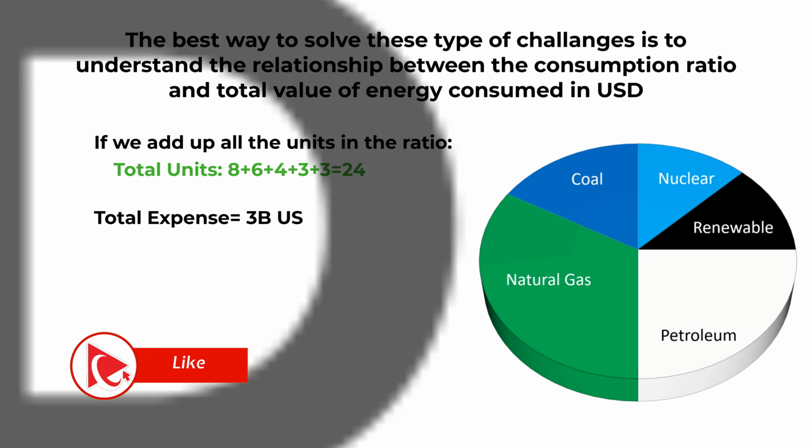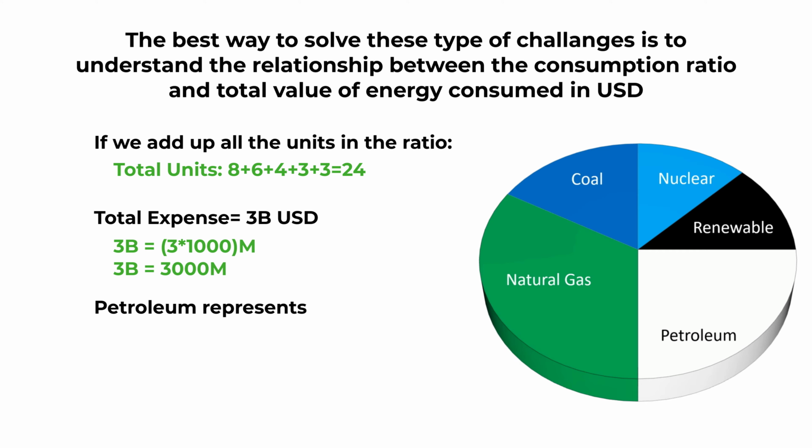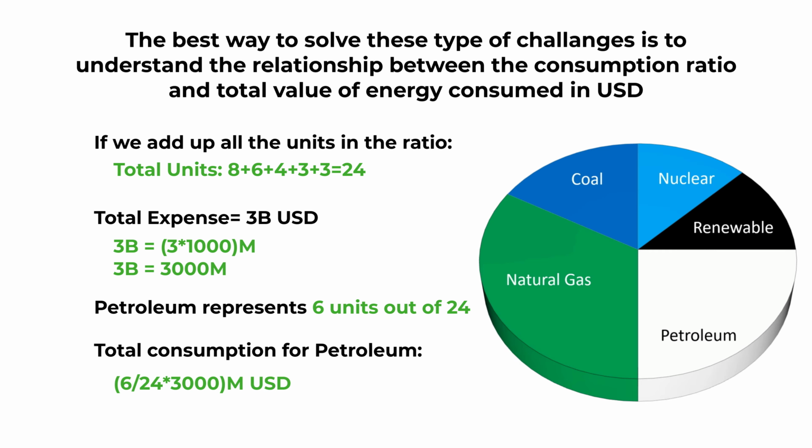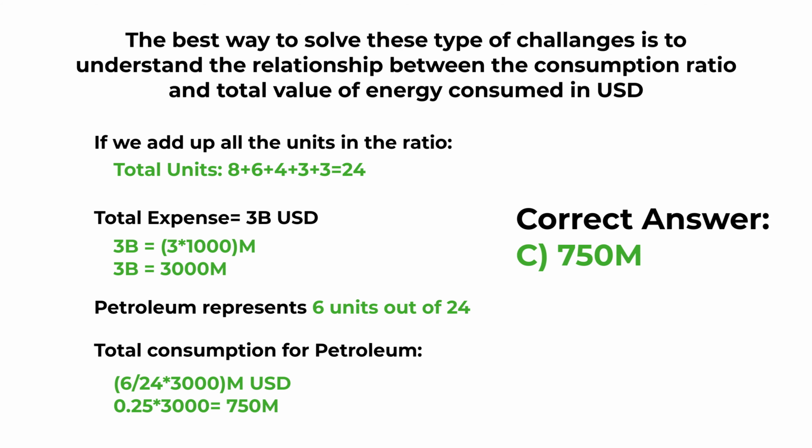Our total consumption expense is $3 billion, but answers are presented in million dollars. So we need to convert $3 billion into million dollars, which would be an equivalent of $3,000 million. Petroleum represents 6 units out of 24. So the total consumption of petroleum can be calculated as 6 divided by 24 multiplied by 3,000, and we will get our answer as 0.25 multiplied by 3,000, which will equal $750 million. So the correct choice here is choice C, $750 million.